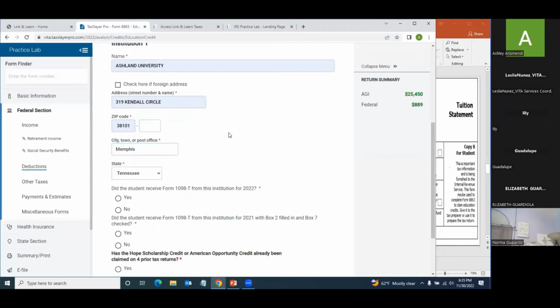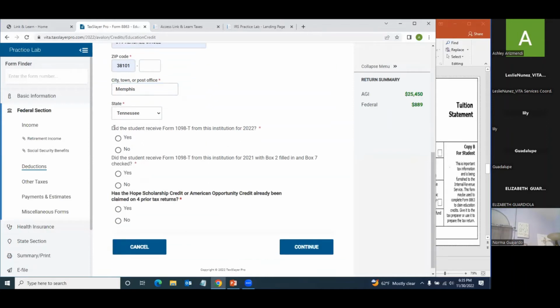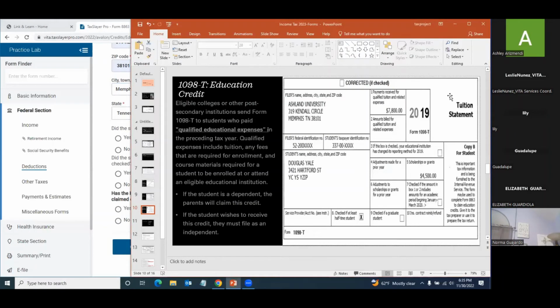Yes. Okay, is everybody there? Yes. Okay. And now it asks you, did the student receive a form 1098T from this institution? If we have this form, the one that I'm on, the 1098T, and you see it, then you're gonna push yes.